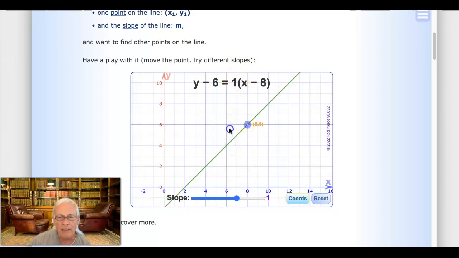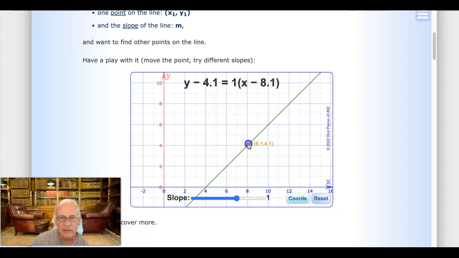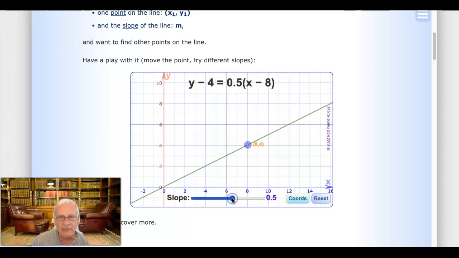And then the y, we can move this around up and down depending on whatever point we're going to use. There's 6, 6. There's the point right there, 8, 4. All right, so we put 8 right there and 4 right there. And the slope of 1, put it right there. If the slope changed, if it was a half, let's say, then this would be a half in front.